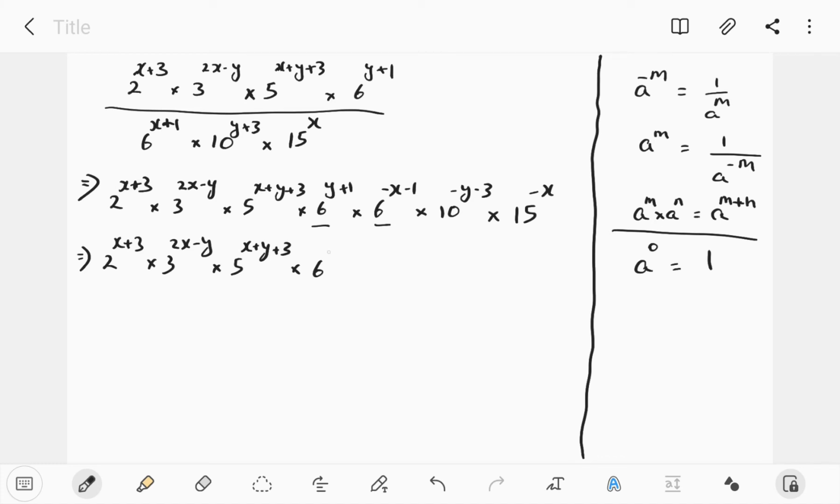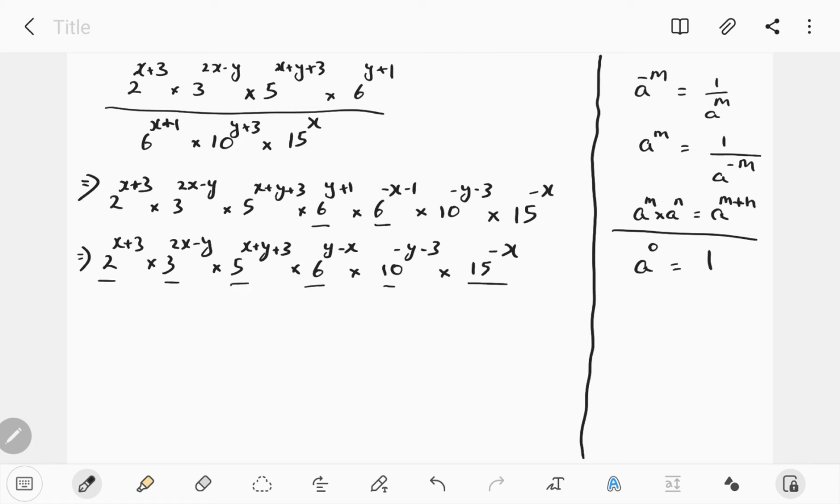Plus 1 minus 1 will cancel. I will be left with y minus x multiplied by 10 power minus y minus 3 multiplied by 15 power minus x. Now, to proceed any further, I would have to break down these three terms: 6, 10 and 15. The bases here are nothing but products of the other three terms. You can see here 2 into 3 gives me 6, 2 into 5 gives me 10, 3 into 5 gives me 15. These three terms, when they multiply with one another, would produce these three bases.